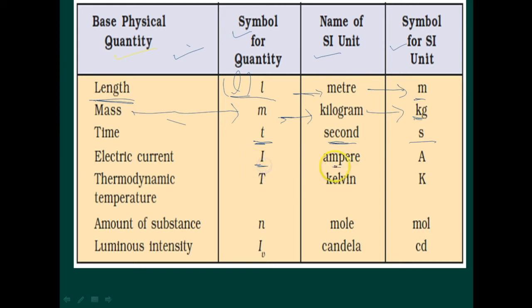Electric current is I, the unit is the ampere, and the symbol is A. Thermodynamic temperature has the symbol T, and the SI unit is the kelvin, K. Amount of substance is n, and the SI unit is the mole. Luminous intensity is Iv, the unit is the candela, and the symbol is cd. These are the names and symbols of the SI units. Please note this down. This is very important.